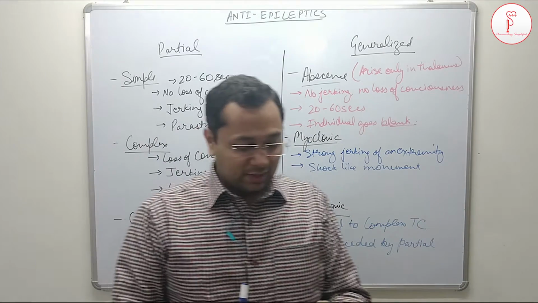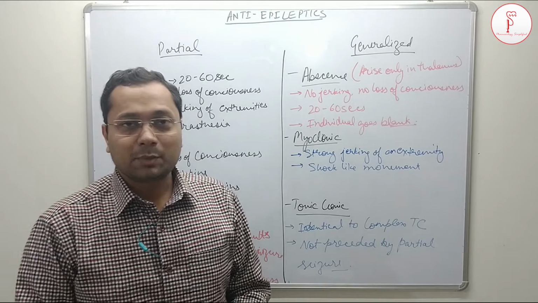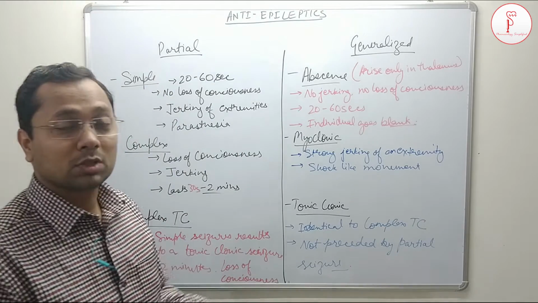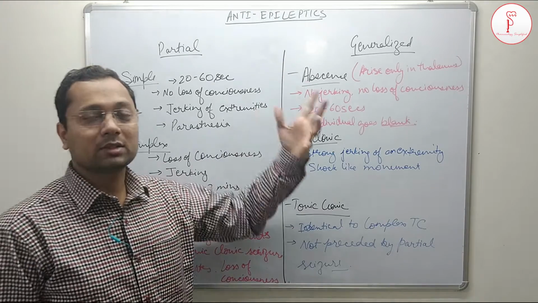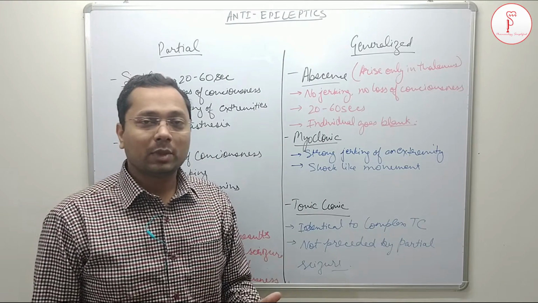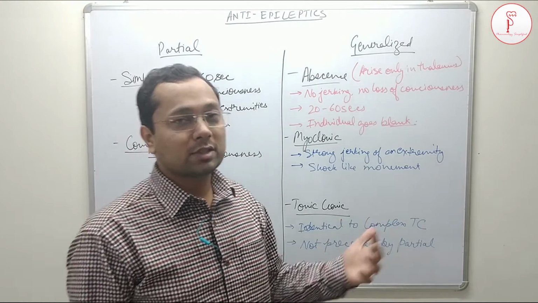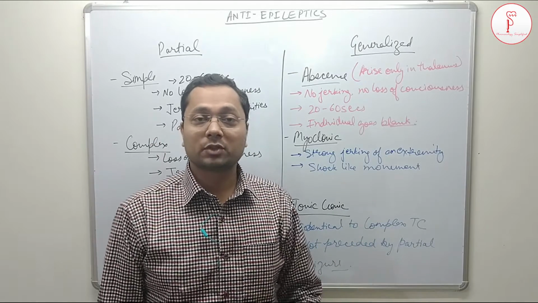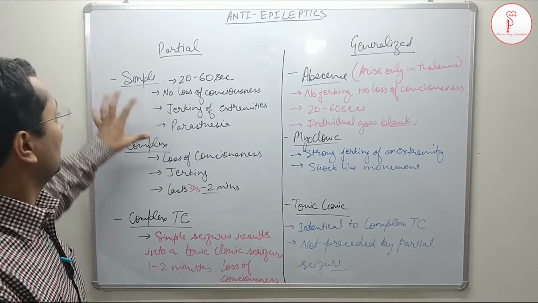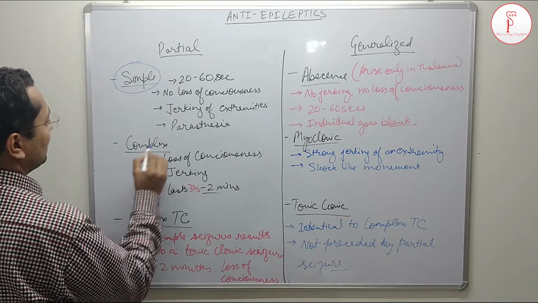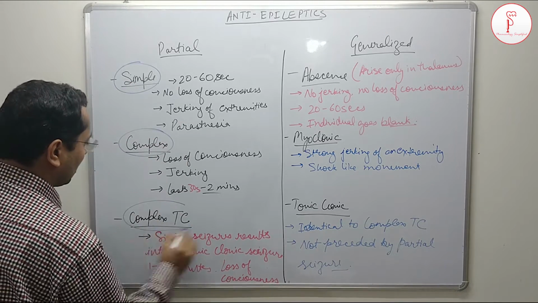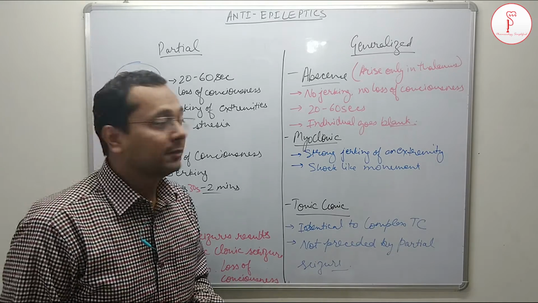So now, what are the various types of epilepsies that we can observe in an individual? First we categorize them into partial and generalized. Partial is where there is involvement of only one hemisphere of the brain, while in the generalized there is involvement of both hemispheres of the brain, right? So now the classes are simple, complex and complex tonic-clonic, right?